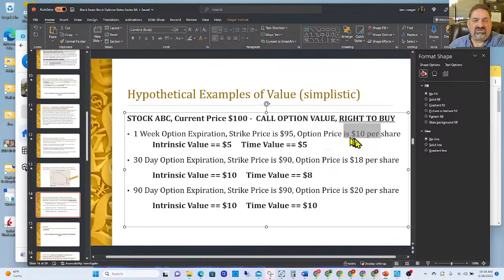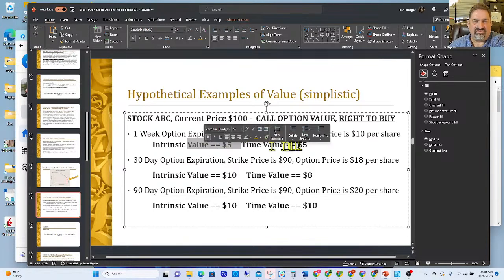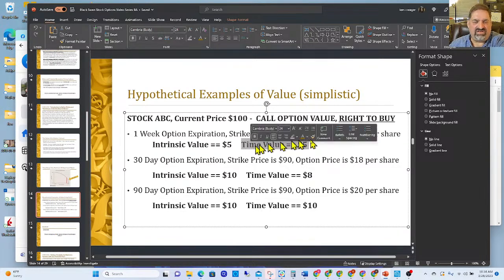Well, the difference between the strike price and the current price is $5. So there's $5 of intrinsic value, but it costs me $10. So there's still $5 of time value in there.